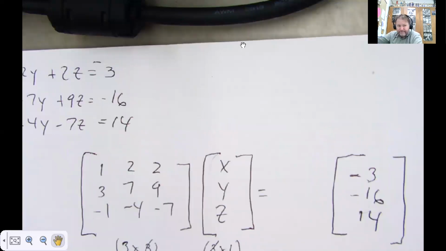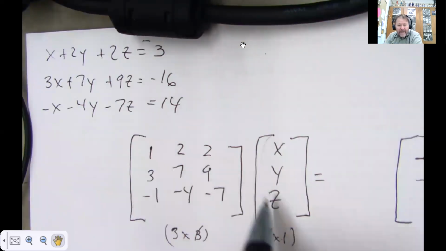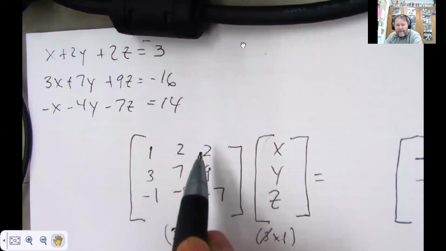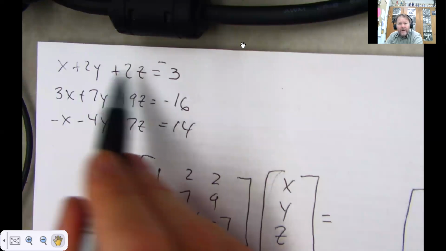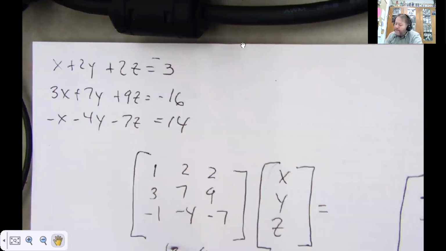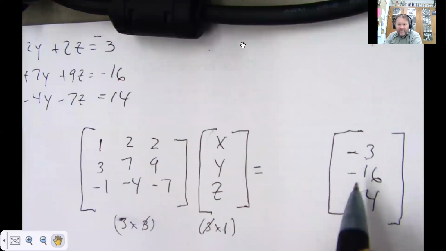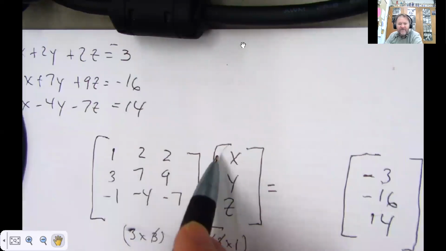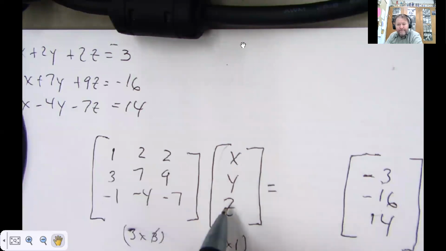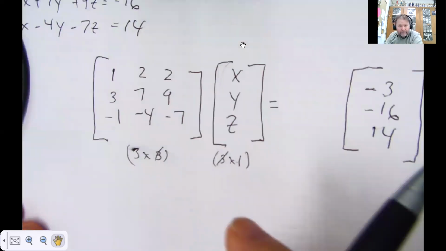Well, let's take a look. If I multiply row 1 by column 1, that's going to be x plus 2y plus 2z equals -3, which is our first line. Just for grins, let's do one more. If I did row 2, column 1, that's going to be 3 times x plus 7 times y plus 9 times z equals -16, which is what I got. So this is the exact same thing, just written in matrix form.